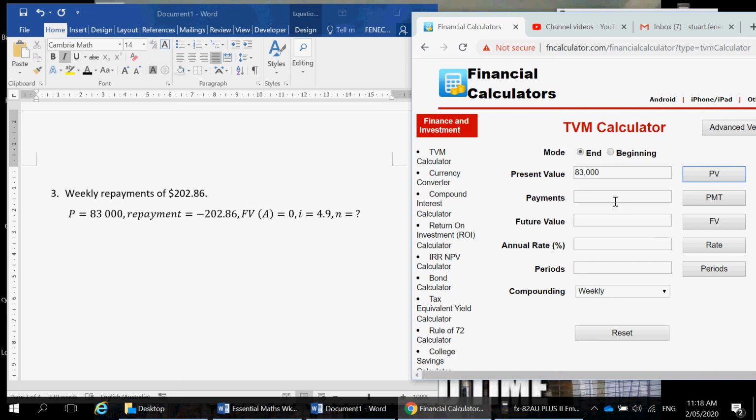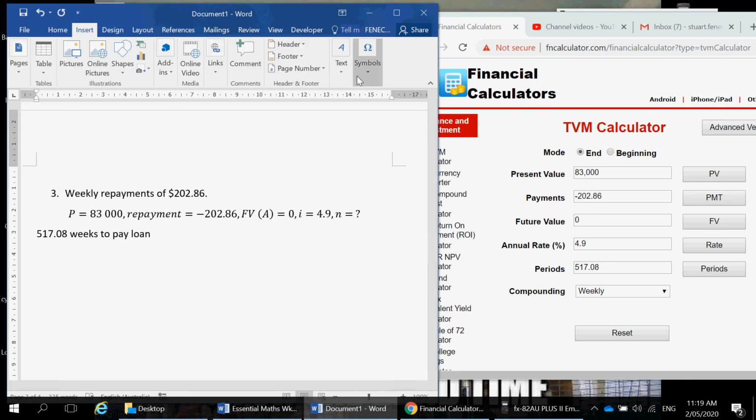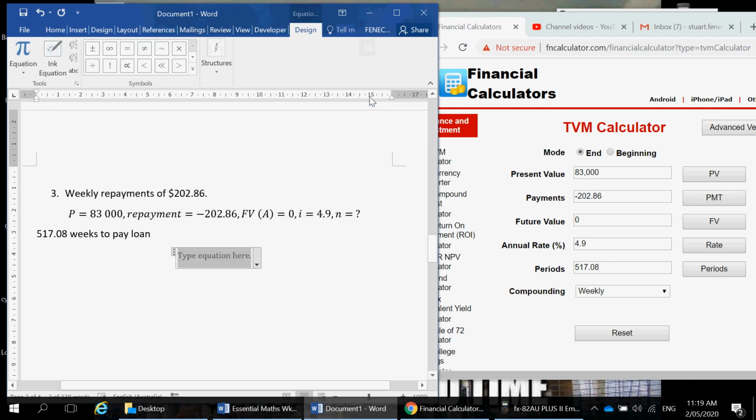So 83,000, payments are a negative number. Future value of zero, interest rate 4.9. We want to know number of time periods. And it says 517.08 weeks to pay the loan. Now, if I want to turn weeks into years, how many weeks are there in a year? I hope you recognize we're running with 52 for that. It's not precisely 52, but it's close enough.